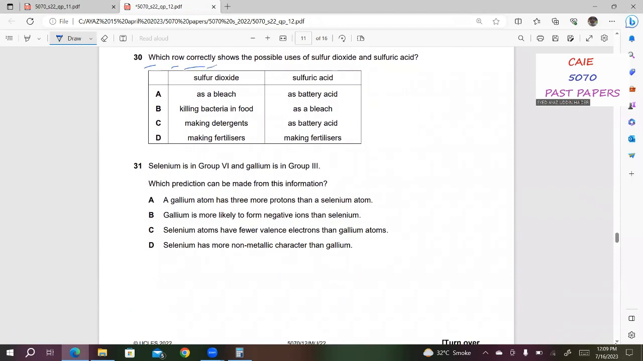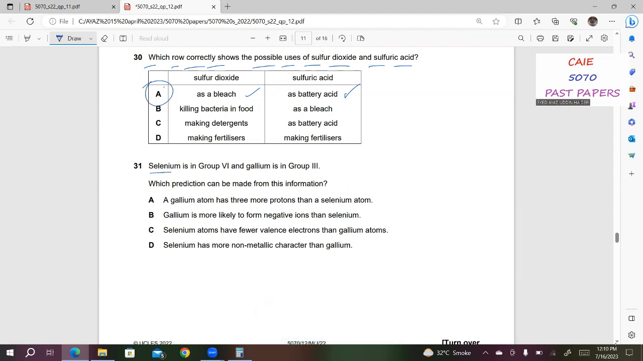Which row correctly shows the possible uses of sulfur dioxide and sulfuric acid? So sulfur dioxide is used as a bleach. This is correct. And sulfuric acid is used as battery. This is also correct. So for me, choice A is the correct answer. For your convenience, I am reading the other statements also. Sulfur dioxide is not used in killing bacteria and food. And sulfuric acid is not used. Some of the choices are incorrect, either for sulfuric acid or sulfur dioxide. So choice A will be the right answer in this case.